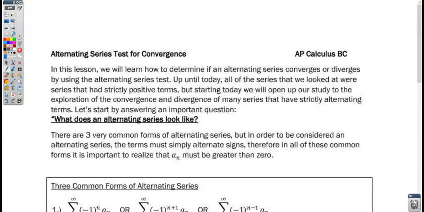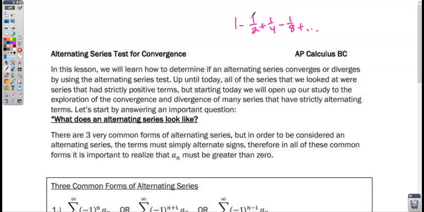Alright, so basically up to this point we've been looking strictly at positive series, series that have positive terms. Starting today we're going to start looking at alternating series, things like 1 minus 1/2 plus 1/4 minus 1/8, etc., where the terms alternate back and forth from positive to negative or negative to positive. That's what makes them alternating series.